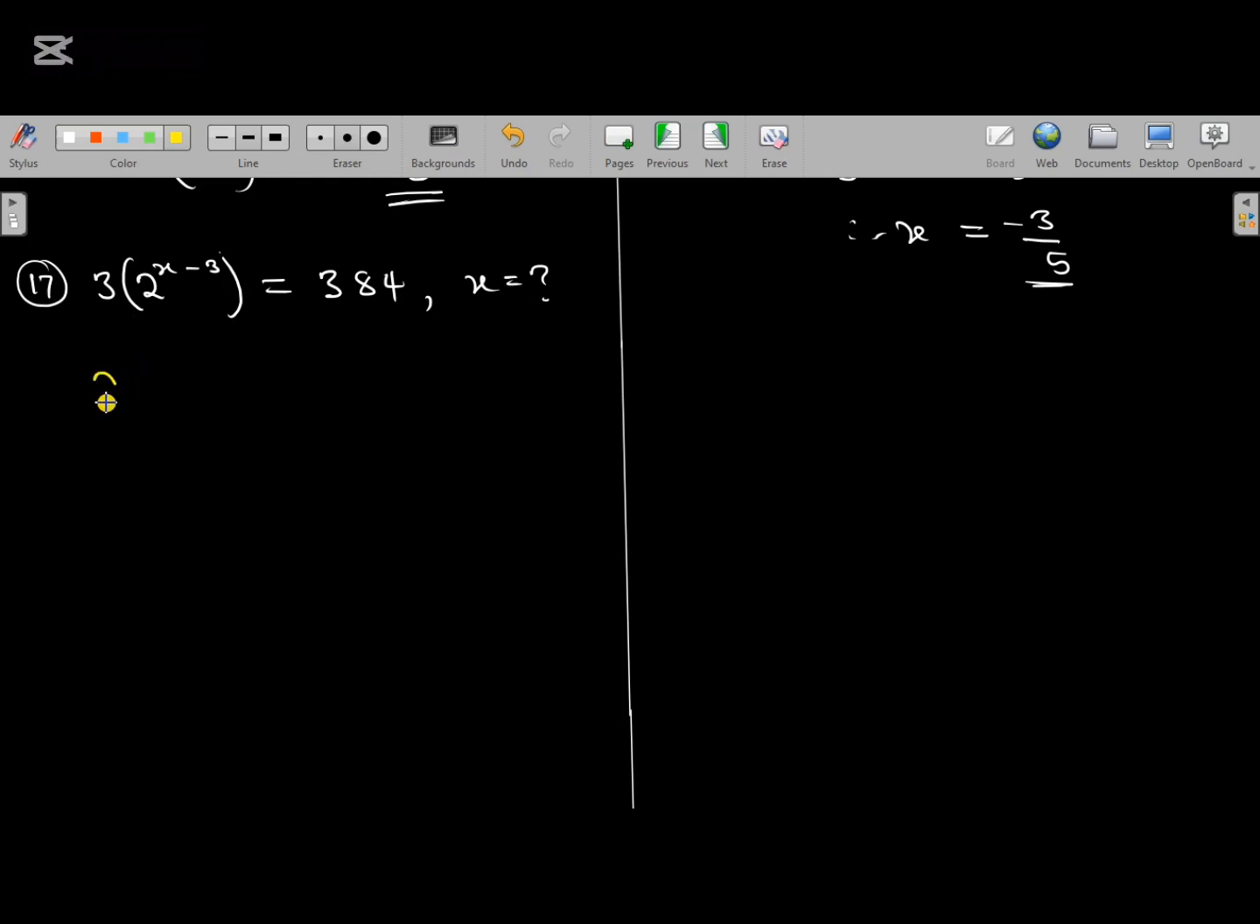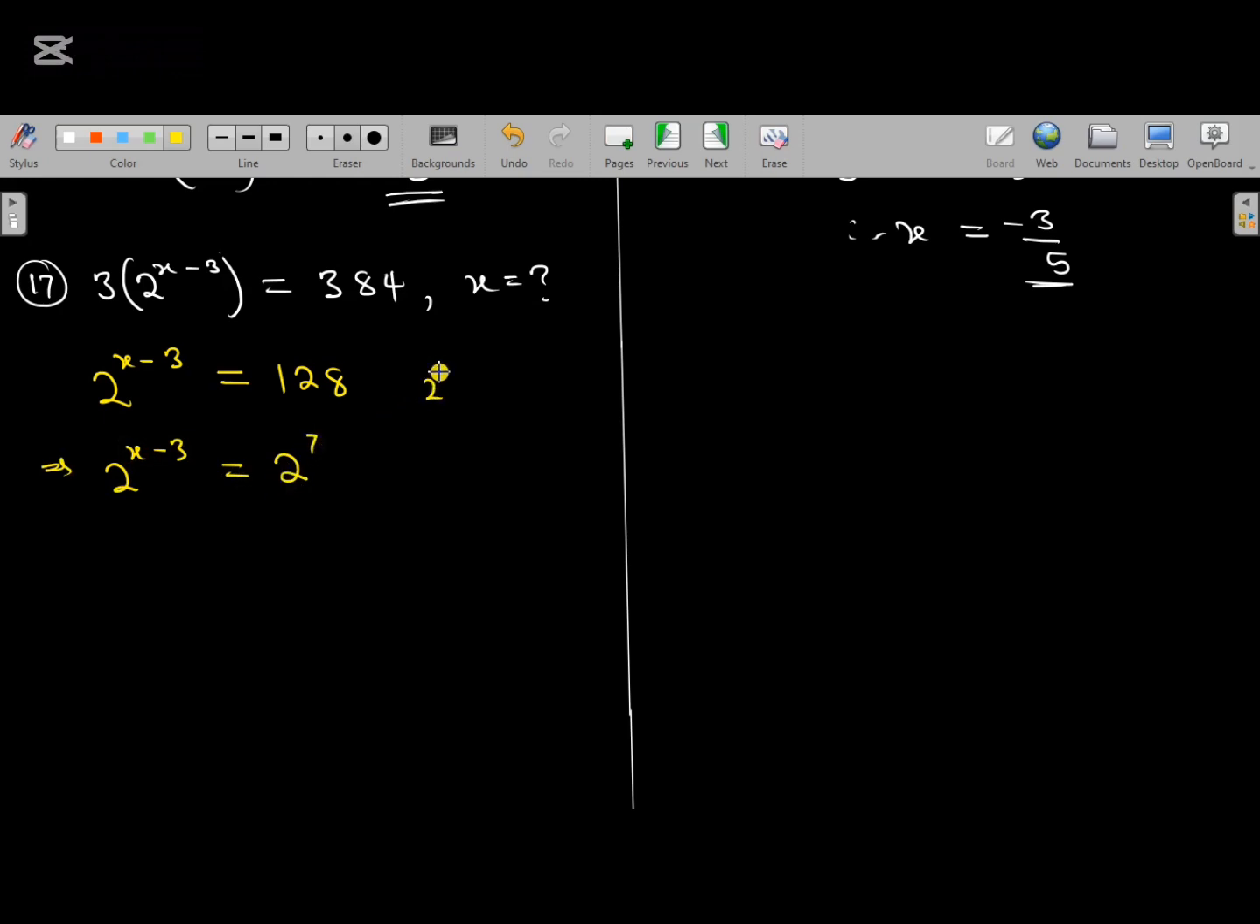And if you do that, this side will be 2 to the power of x minus 3 is equal to, here will now be 384 over 3. If 3 divides 3, you get 1. This is beautiful. So what do you get? Now you will check, can we write 128 in base 2? And the answer is yes. 128 in base 2 will give us 2 raised to the power of 7.